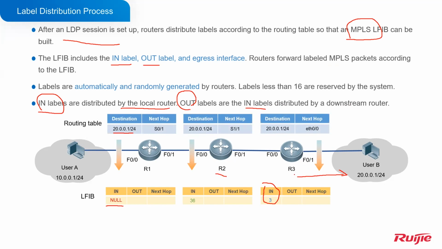So the process is: now the most downstream router is R3. I already assigned the in label 3 for the destination. I will use the label mapping function, label mapping packets, to send the 3 out to Route 2. And then Route 2 will use the 3 as its out label. Likewise, the in label 36 will become an out label for the next router upstream. So the out label is received from my downstream neighbor, and the in label is created by myself. So this is the process.